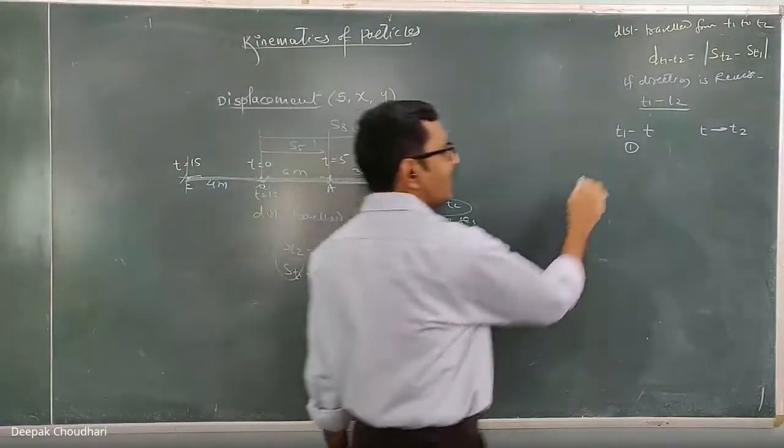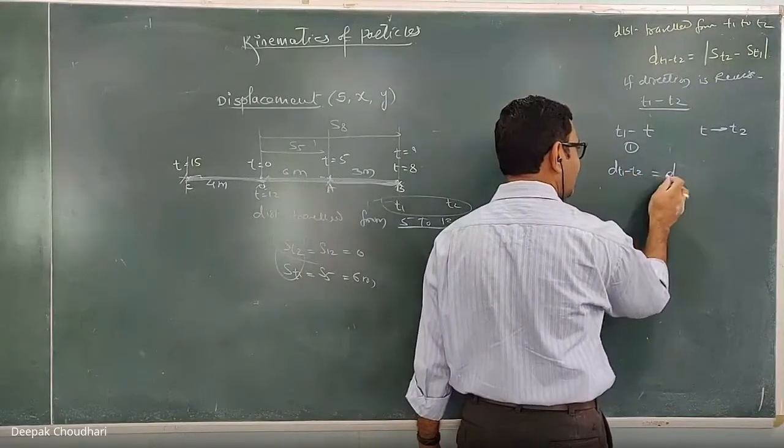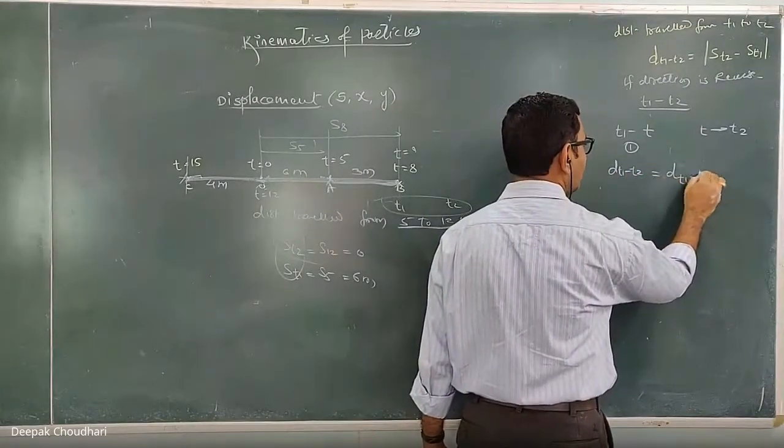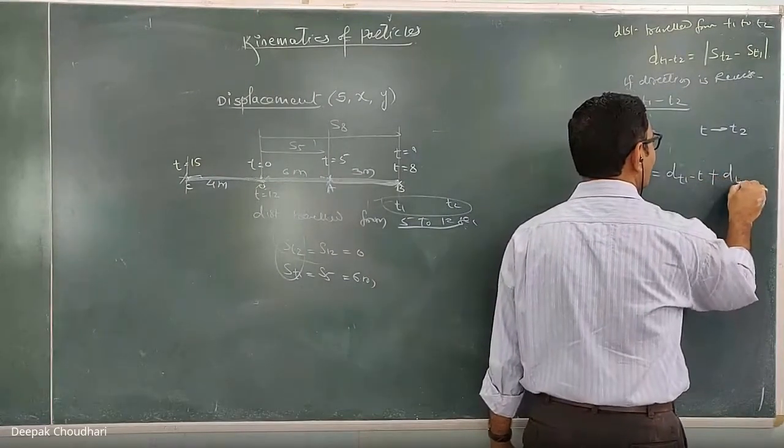Here, to calculate the distance traveled by the particle from T1 to T2, you have to calculate the distance traveled by the particle from T1 to T, where T is the time at which the particle reverses its direction of motion, plus the distance traveled by the particle from T to T2.